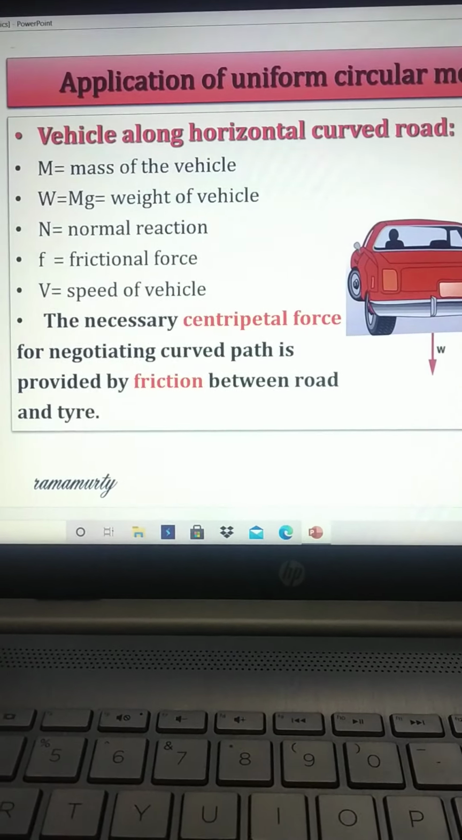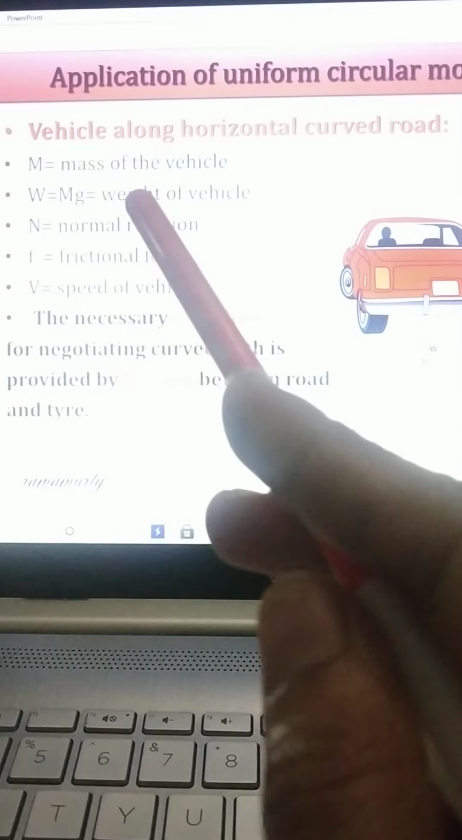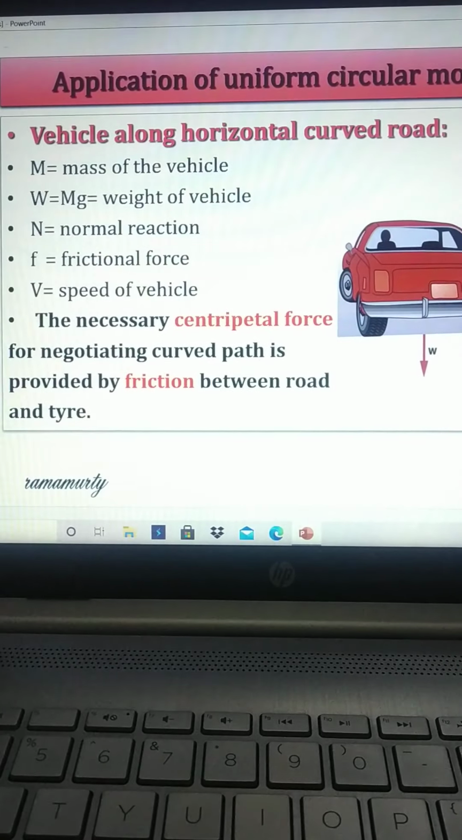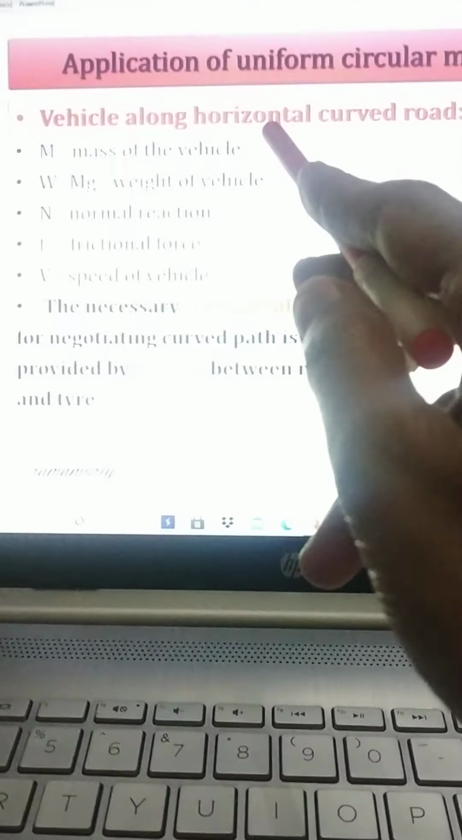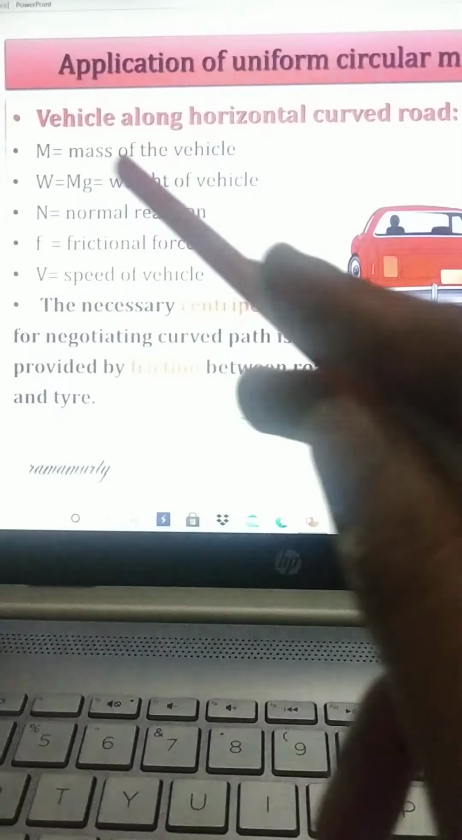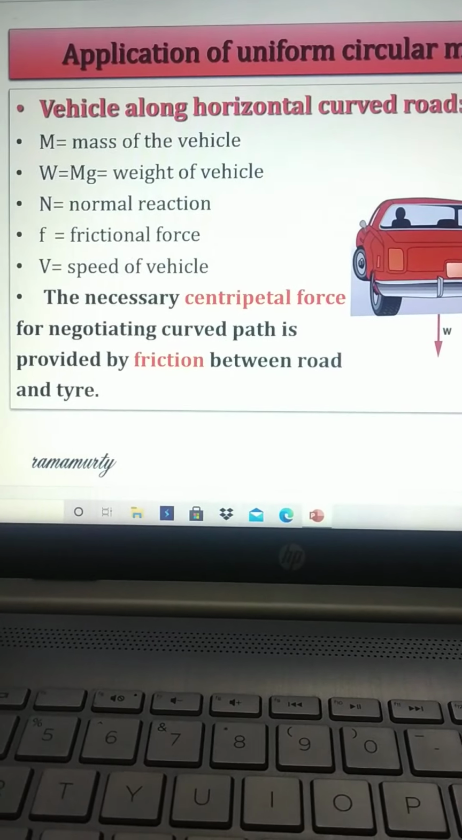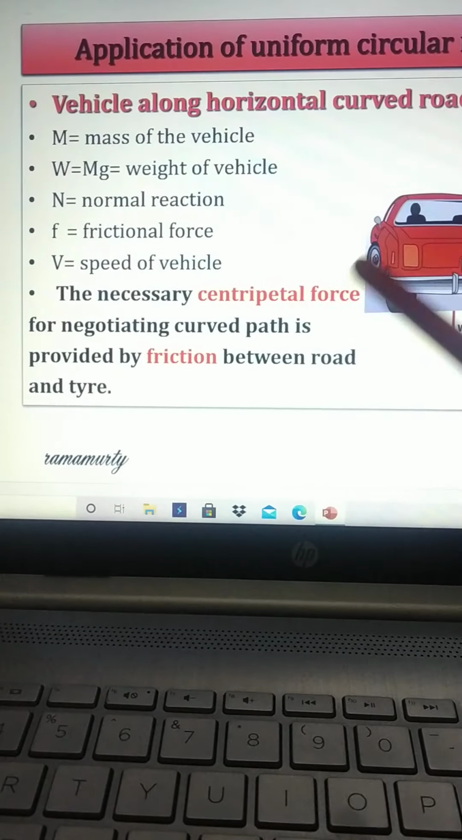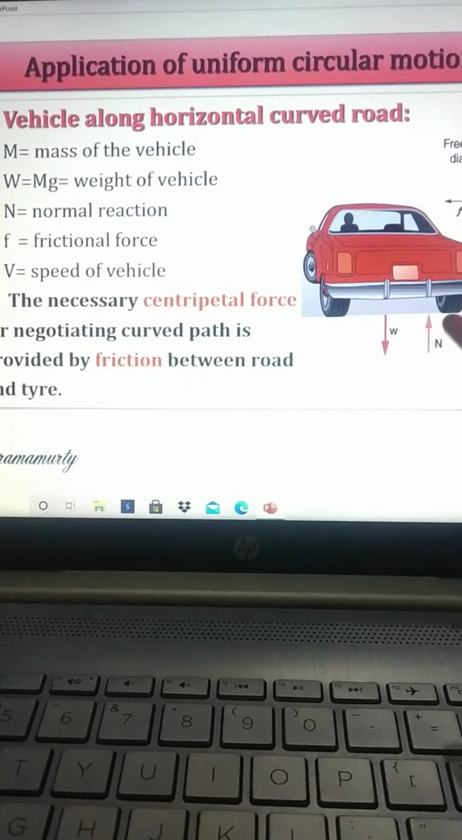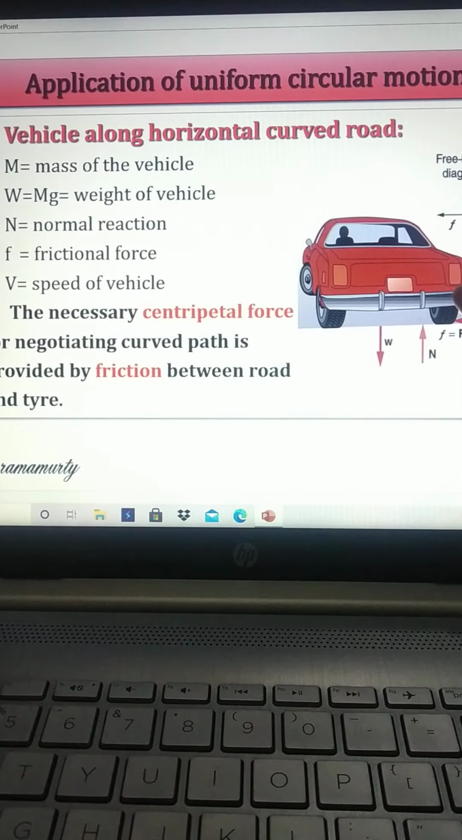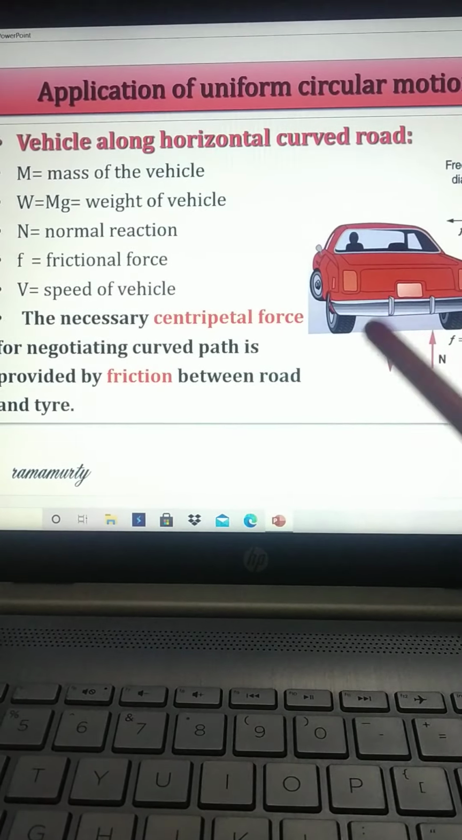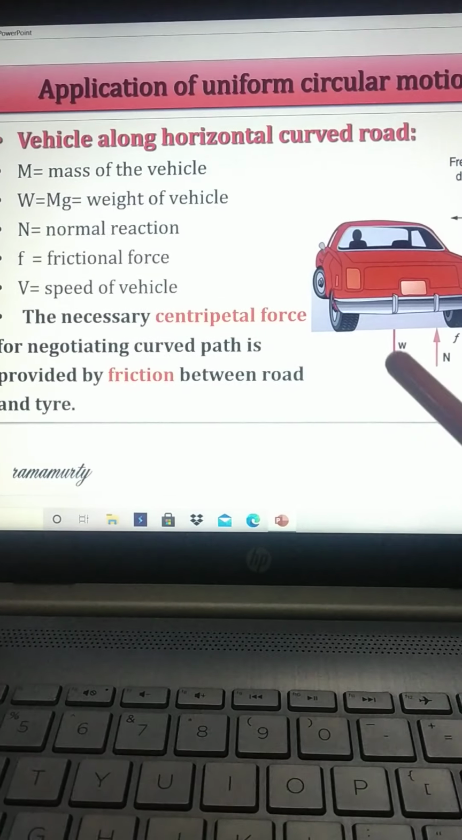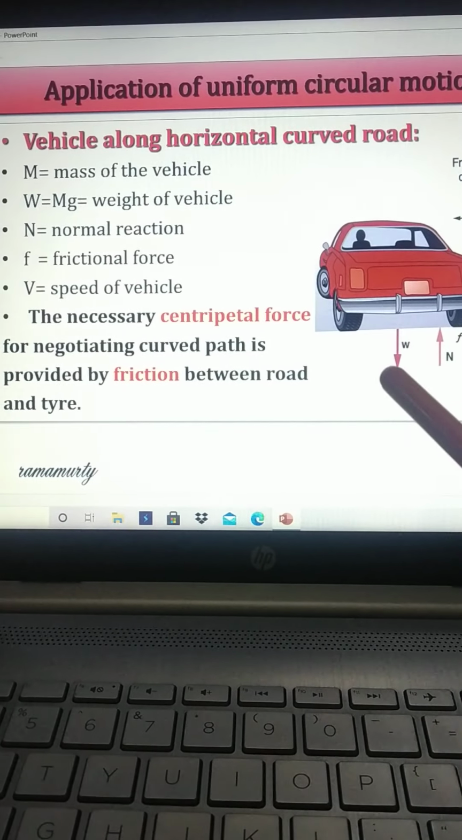First one: vehicle along a horizontal curved road. Horizontal means a straight line, a curved road. Let us see. M is the mass of the vehicle. Now let us see this figure. This is the mass of the vehicle, capital M. W is mg, the weight of the vehicle.